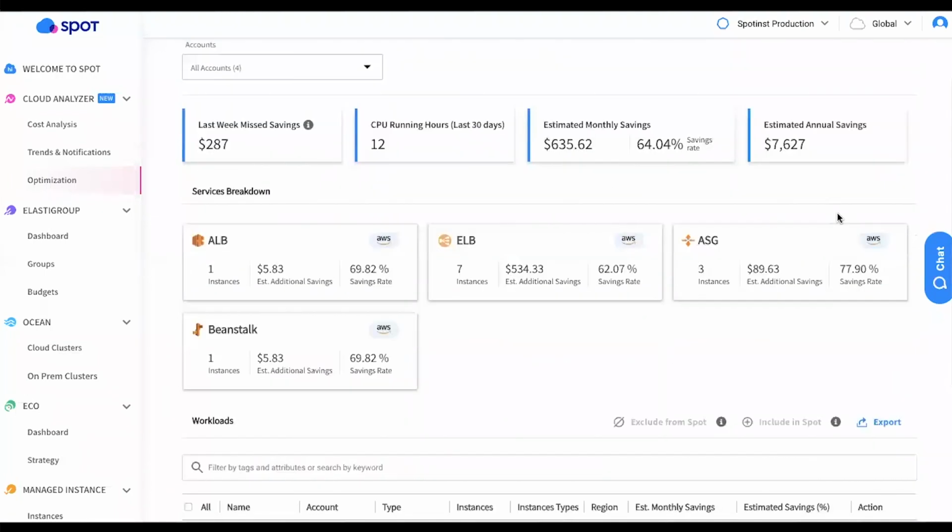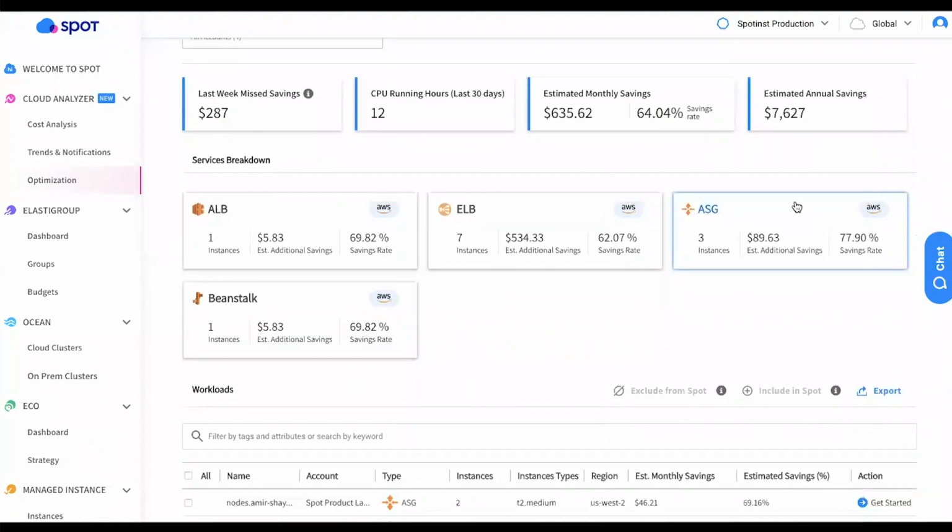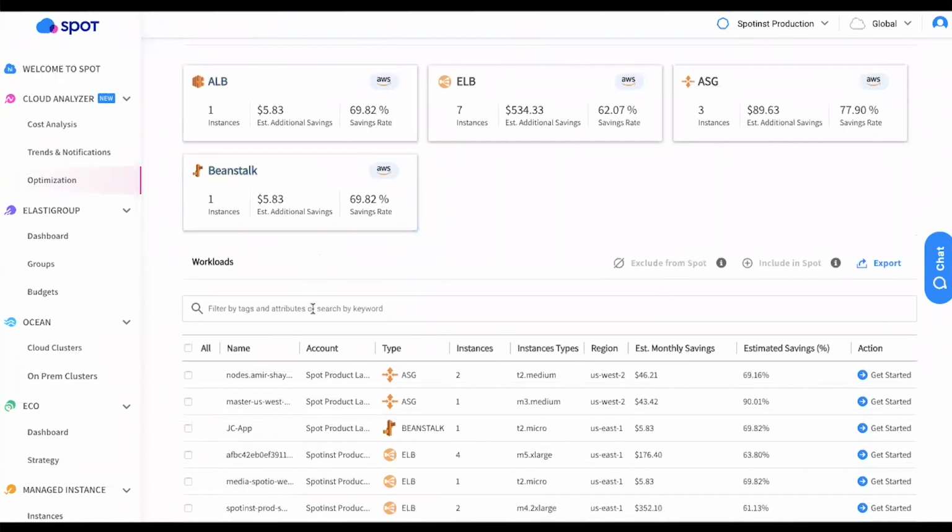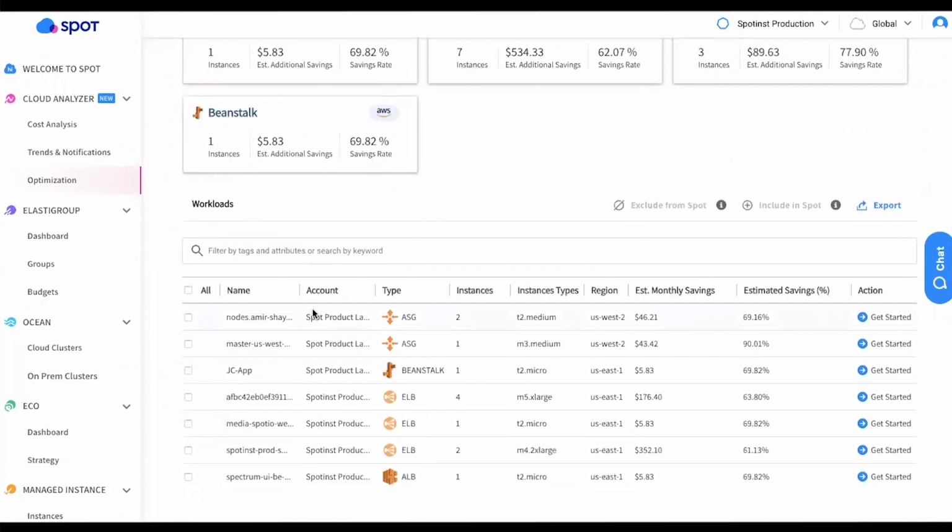And then we start to break it down by the various workloads in this particular environment. So we have some ELB, we have some auto-scaling groups, ALB, we have some Beanstalk. These are all these auto-scaling types of workloads. And down here, you see the full list of all the different workloads that we have in this particular area. You can see the instance types. You can see, once again, the monthly savings, by percentage, and so on and so forth.